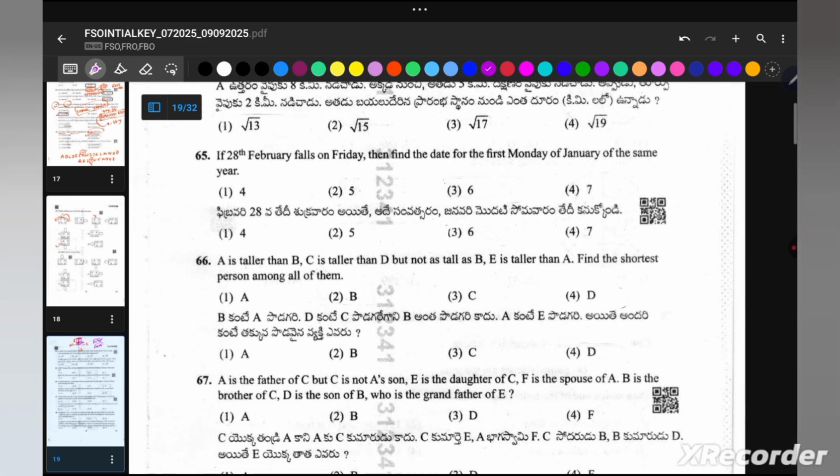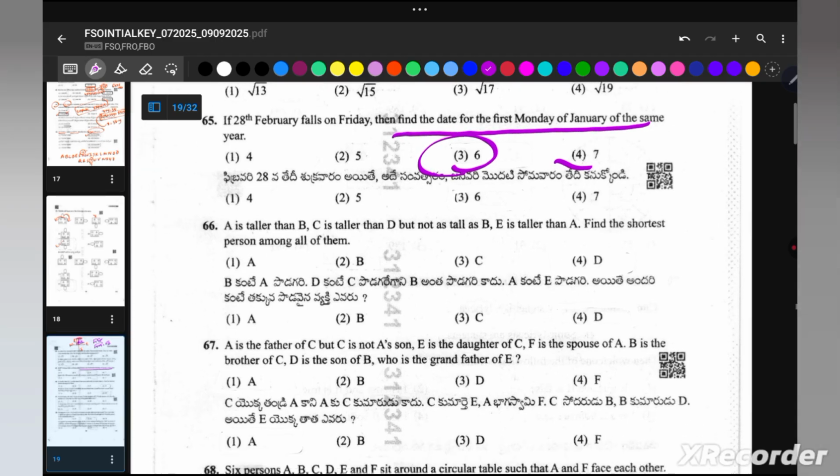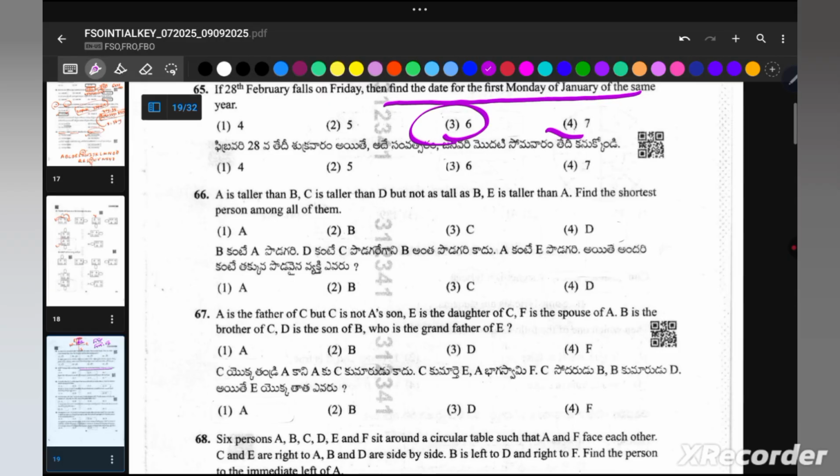Next, if 28th February falls on Friday, then find the date of the first Monday of January of the same year. The answer is 6. If you do calendar questions clearly.